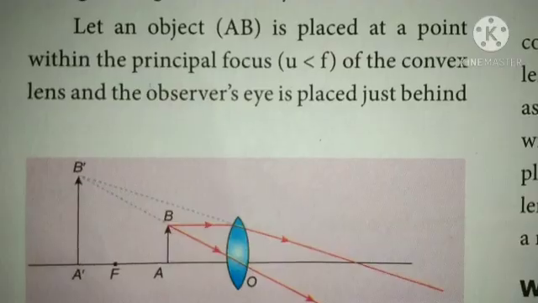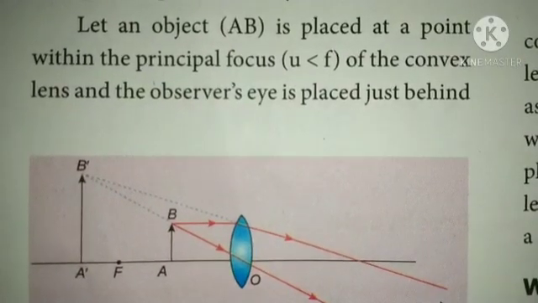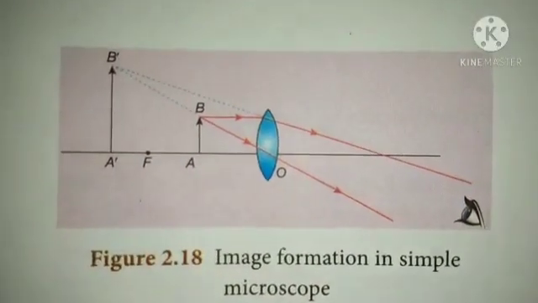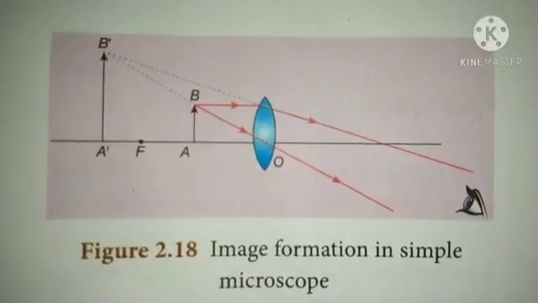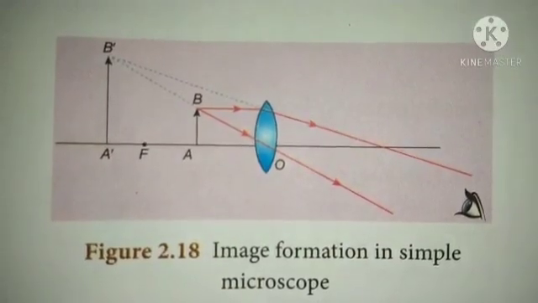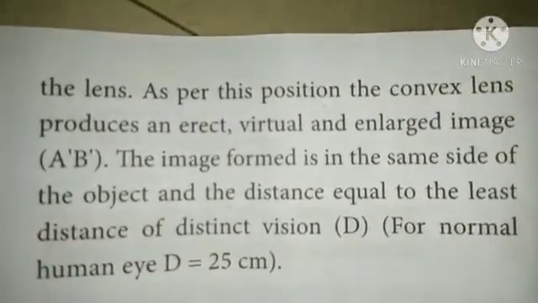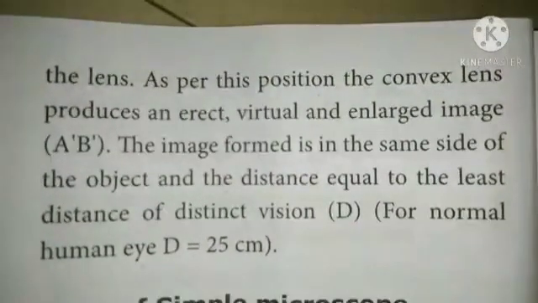Let us see the working of a simple microscope. Object AB is placed between F and O. As per this position, the convex lens produces an erect, virtual and enlarged image A'B'. The image formed is on the same side of the object and at a distance equal to the least distance of distinct vision, that is capital D. It is for a normal eye. D is equal to 25 centimeter.